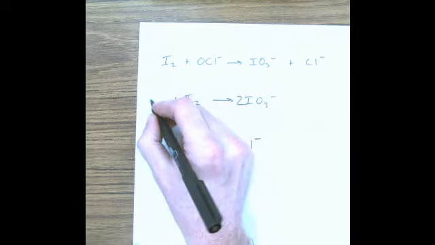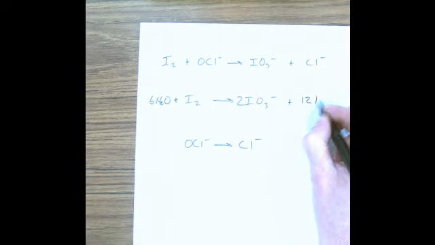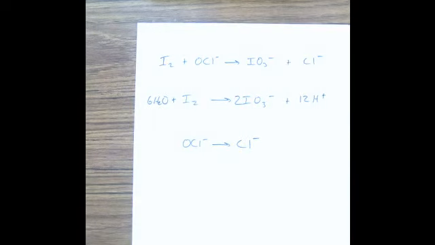Now, I have to balance out the hydrogens. Now I have 12 hydrogens on the left side, so I need to have 12 hydrogens on the right side. I add H+ because my solution's acidic.